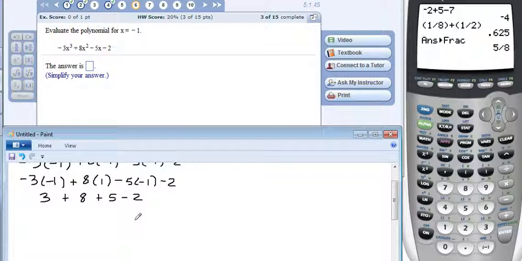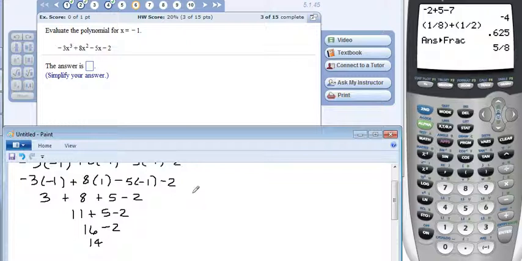I got that. Now I'm just going to add straight across, left to right. 3 plus 8 is 11. This is how I would do it in my homework. 11 plus 5 is 16. Minus 2 is 14.